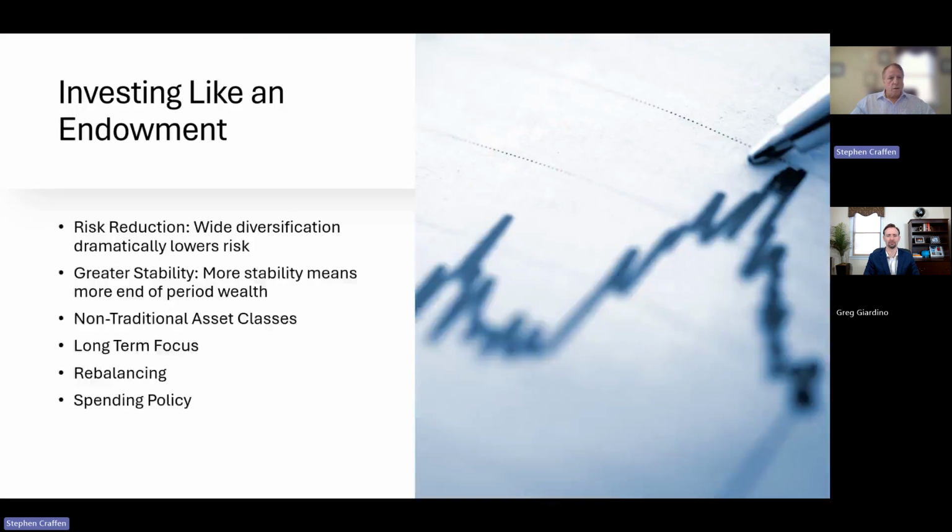All right. So what does it really mean to invest like an endowment? Well, it means that you're trying to diversify and reduce risk. And if you reduce risk, you have more stability in your portfolio, which is an interesting thing because of the mathematics, you end up with more end of period wealth. The reason is that volatility actually affects your return. The actual return you experience, which is the compound rate of return, is different than the average rate of return, and the difference is related to the amount of volatility in your portfolio.